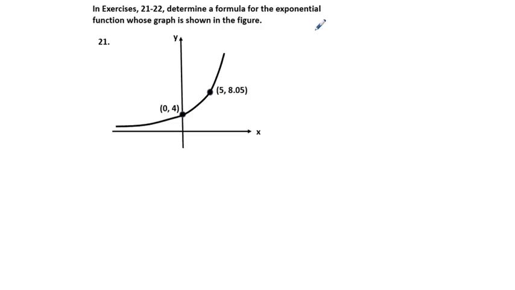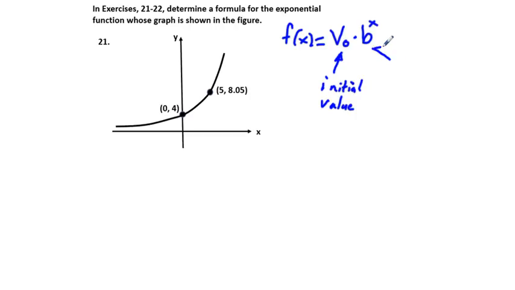Exponential functions have their basic format like this. So we're going to have a function. We'll say we have an x and y coordinate plane. So we'll say f of x is equal to our initial value, which I'm going to call v sub 0, times our base to the power of our variable, which is x. And so I'm going to just label this here. And v sub 0 we call initial value. And this b is what we call our base.